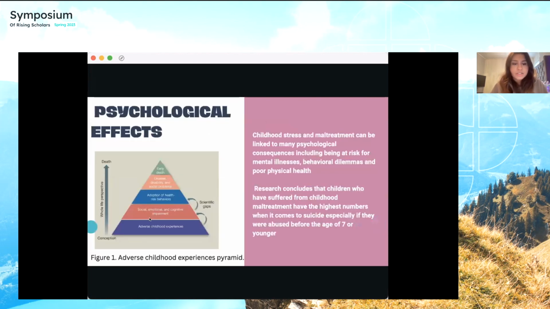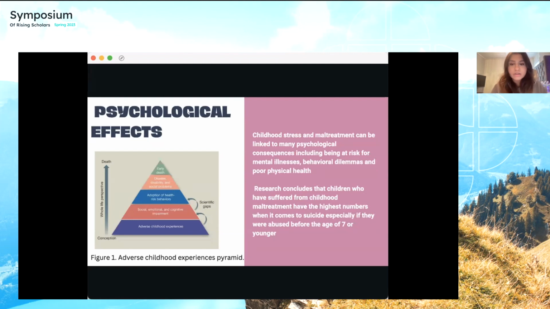So the psychological effects of childhood maltreatment. They can be linked to many psychological consequences, including being at risk for mental illnesses, behavioral problems, and poor physical health. Research concludes that children who have suffered from childhood maltreatment have the highest number when it comes to suicide, especially before the age of 7.